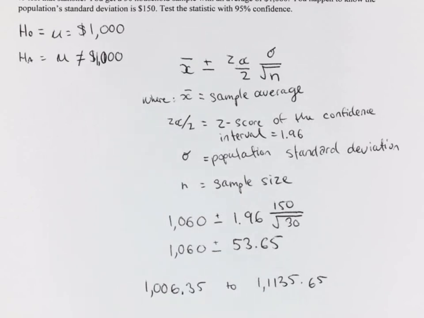Now this is not 100% confirmation that rent is greater than $1,000. It's just that there's a lot of evidence that it is. So that is why we would reject it. We could have an error here, but with a 95% confidence, we can safely reject this.